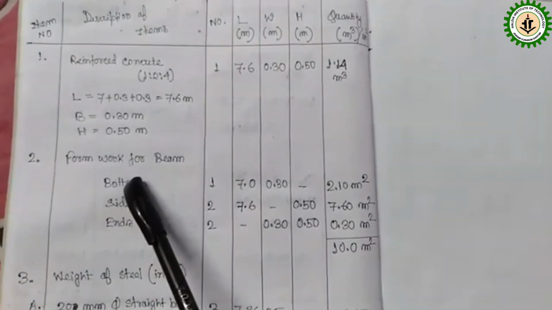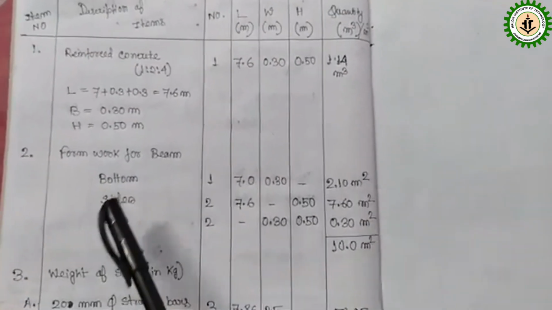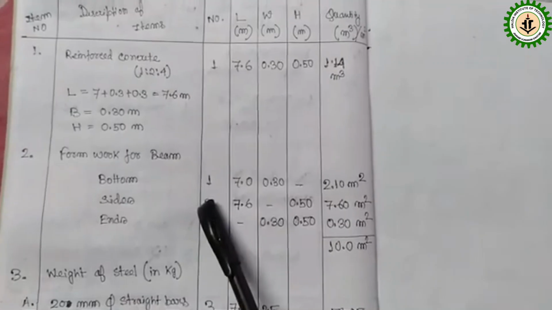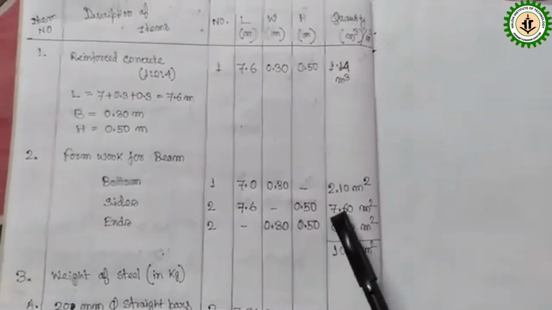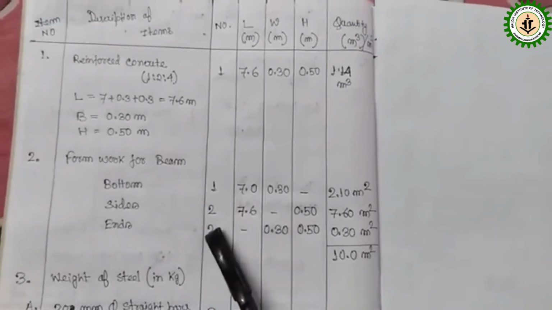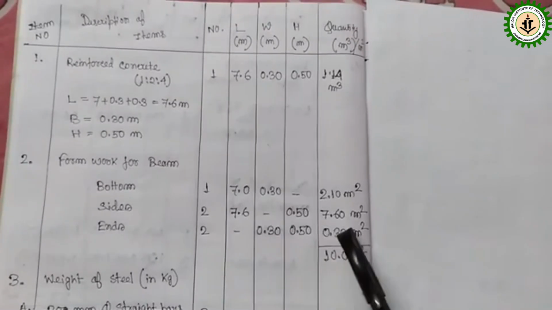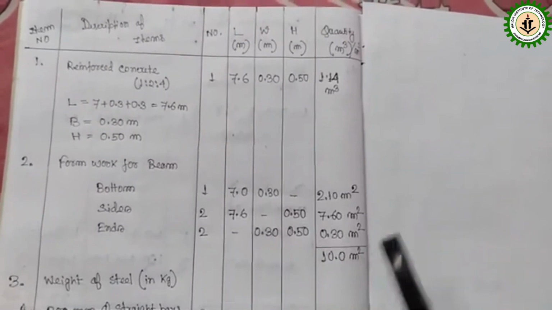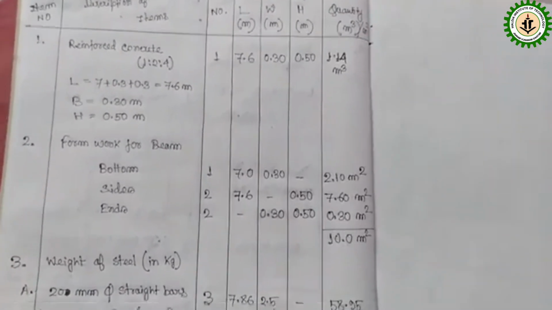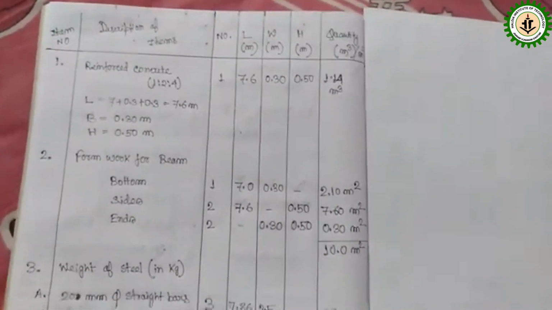So total formwork: for the bottom, the area is coming 2.10. For the two sides, the area is coming 7.60 meter square, and for the two ends we are required to put, the area is coming 0.30 meter square. So the total area is 10 meter square. That is the total area of our formwork.